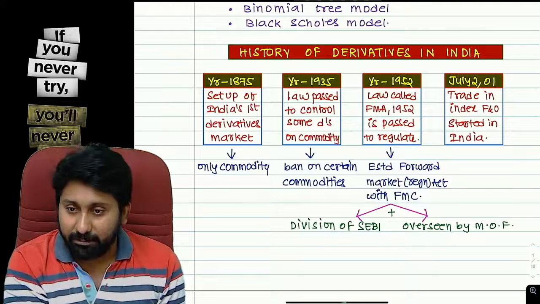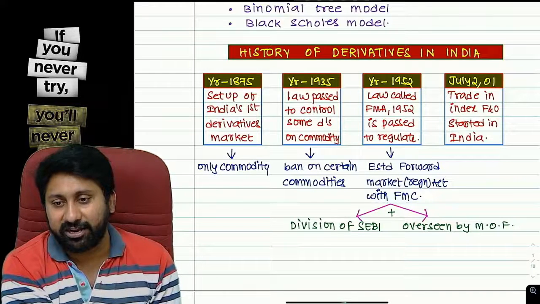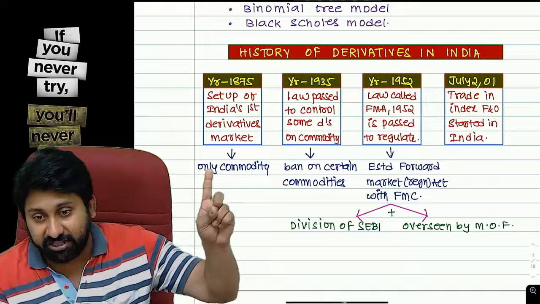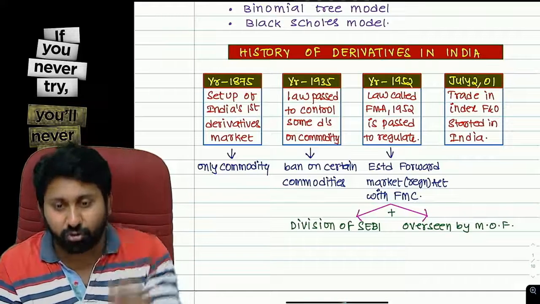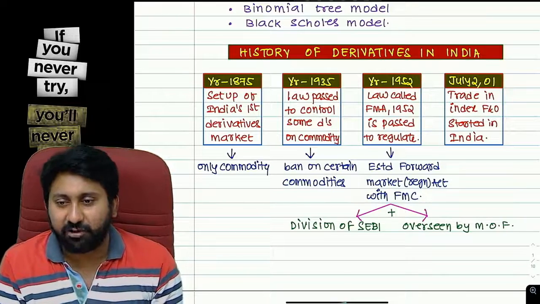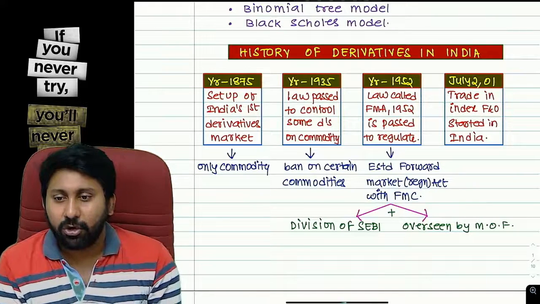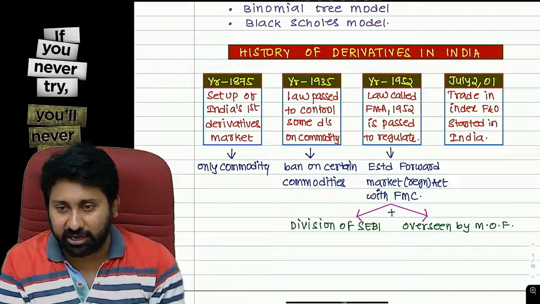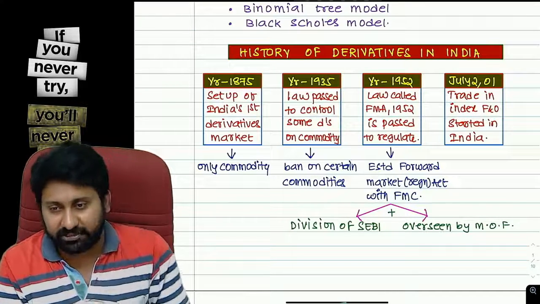1935. The British government passed a law in India saying that some products or commodities covered in the first stage are banned from derivatives. Because they were cheating the Indian public, they passed a law saying no derivatives on certain commodities. So a ban on certain commodities was made by the law passed then.